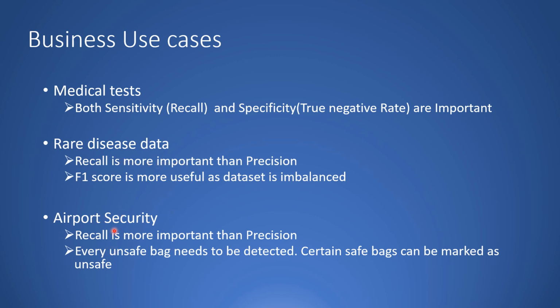But if you take the case of airport security, where you have some kind of machine learning algorithm implemented in some kind of device to detect explosives or some kind of unsafe bags, recall becomes more important than precision because every unsafe bag needs to be detected. Certain safe bags can be marked as unsafe and then you can manually look at them, but every unsafe bag needs to be detected and it cannot escape the security check.